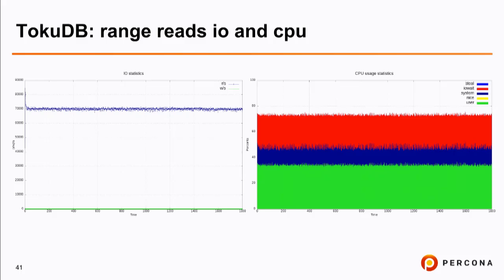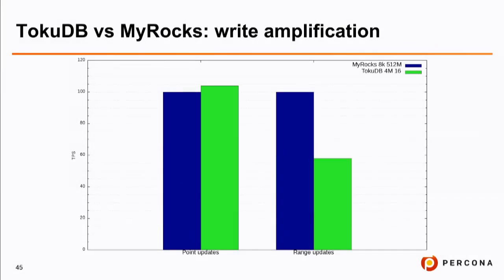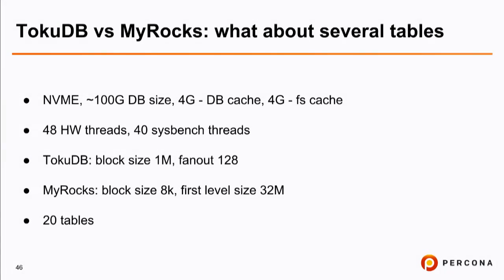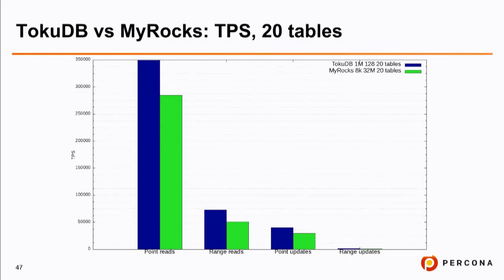So this picture looks very suspicious, and the suggestion is that there's a big contention somewhere in TokuDB because of this blue part, and we tried to start benchmarks for 20 tables. And here are the results. So for 20 tables, we have quite good TPS in comparison with MyRocks.